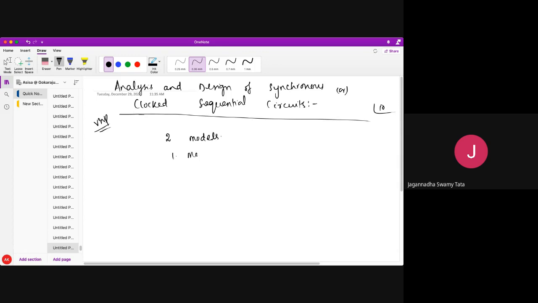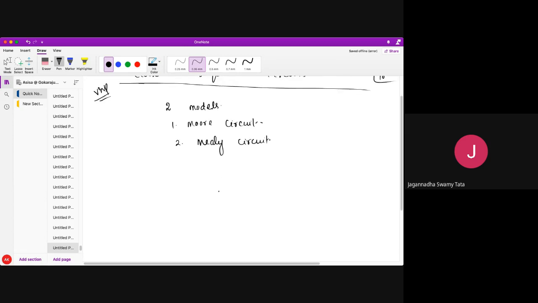First one is Moore circuit. Next one is Mealy circuit. Okay, so these are the two circuits. First one is Moore, next one is Mealy. So now the question is, what is Moore circuit? This is very important for two mark questions. What is the difference between Mealy circuit and Moore circuit? I'll just explain you now what is Moore circuit.